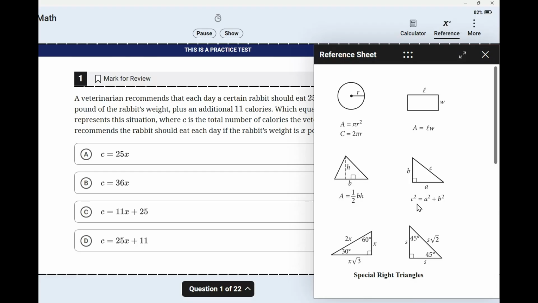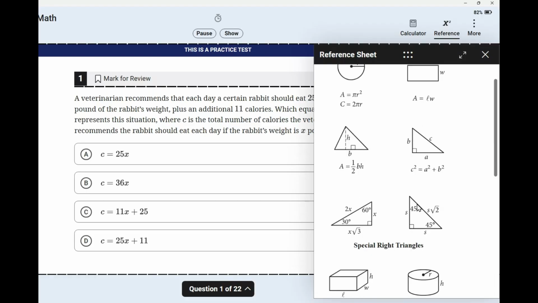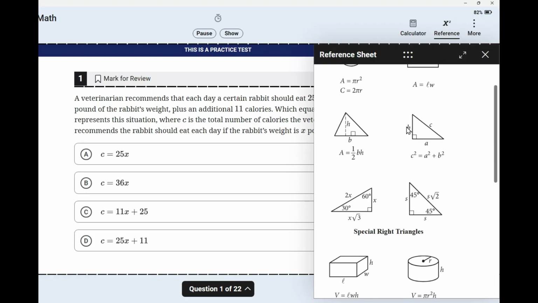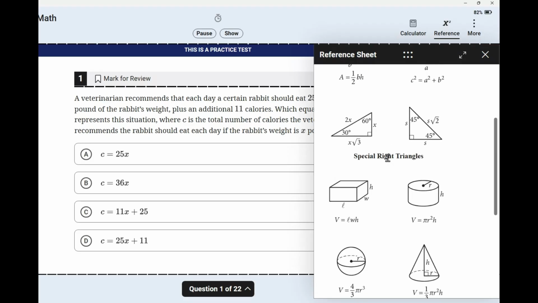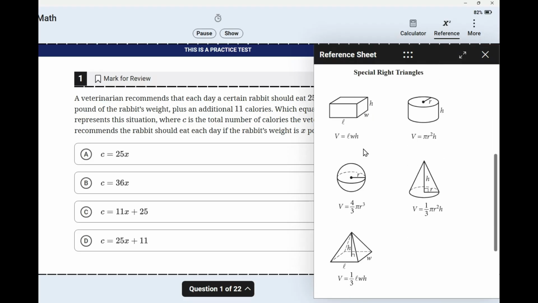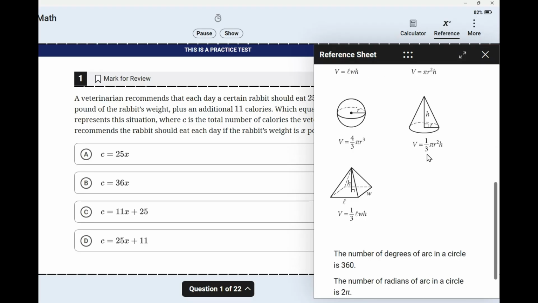And then the length of the sides of a right triangle, A, B, and C. Then the length and the angles of some other right triangles. The volume of a rectangular prism. The volume of a cylinder. The volume of a sphere. The volume of a right cone. And the volume of a right pyramid.